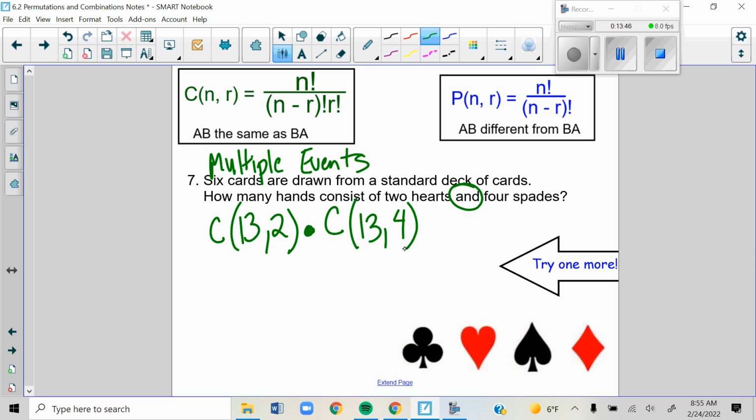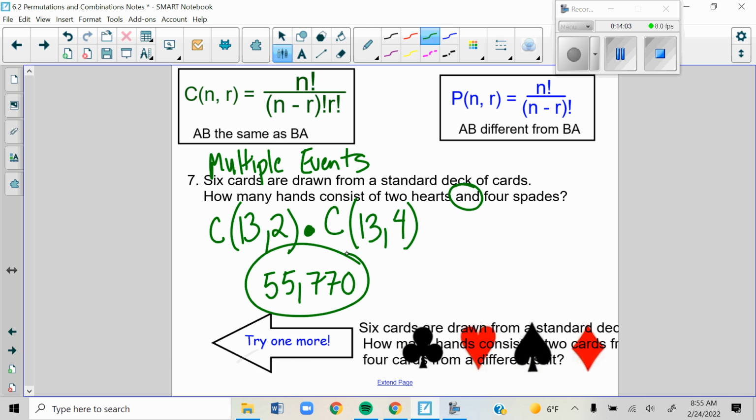Go ahead and try that out in your calculator. And you should end up with 55,770 total different ways that that can occur. Whew, that's a lot. So let's go ahead and try one more.